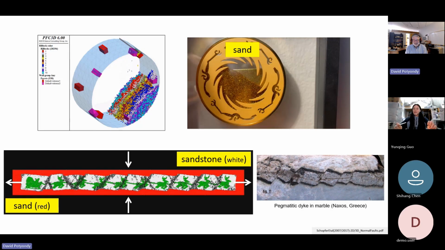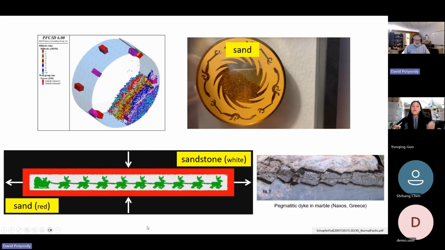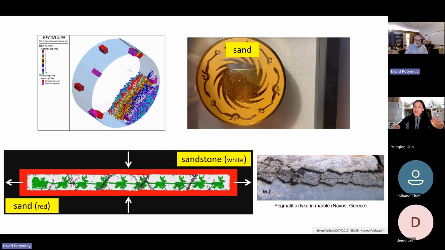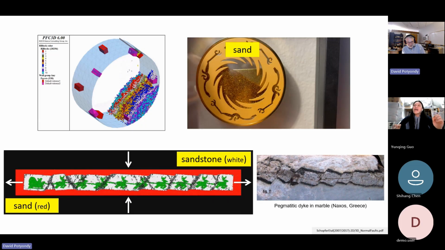So he made a hypothesis that if you simply did tectonic extension with these boundary conditions, this could produce the same result. And so this is an example of the PFC model giving further evidence to back up his hypothesis.